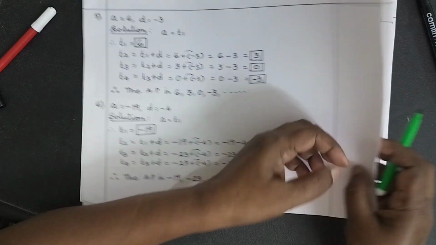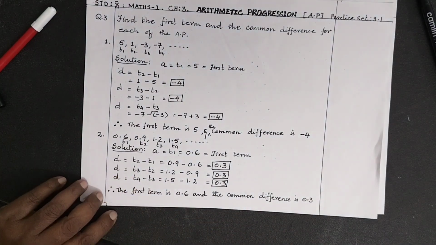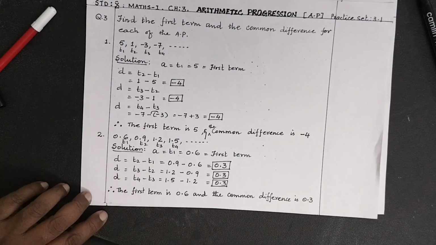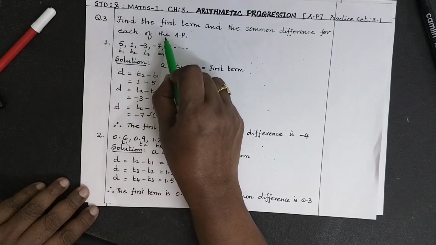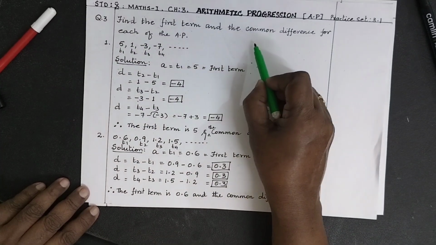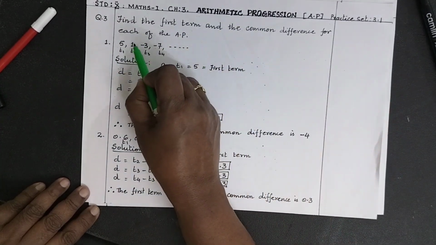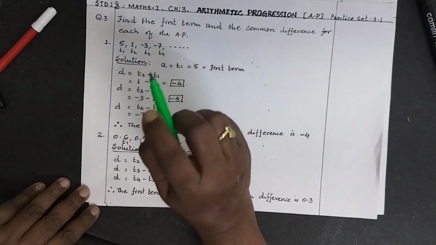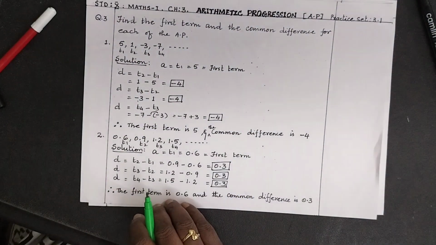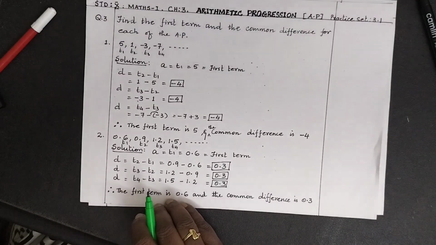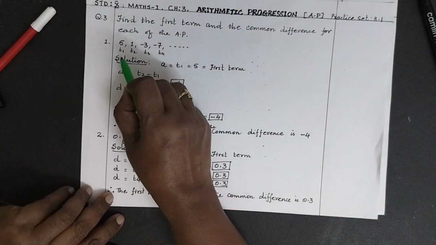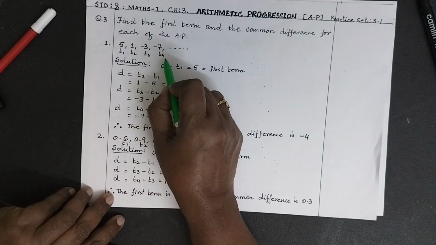Next, question number 3. Question number 3 is, find the first term and the common difference for each of the AP. AP is given here. Very simple. We have to find out the first term as well as the common difference. So name this as T1, T2, T3, T4.